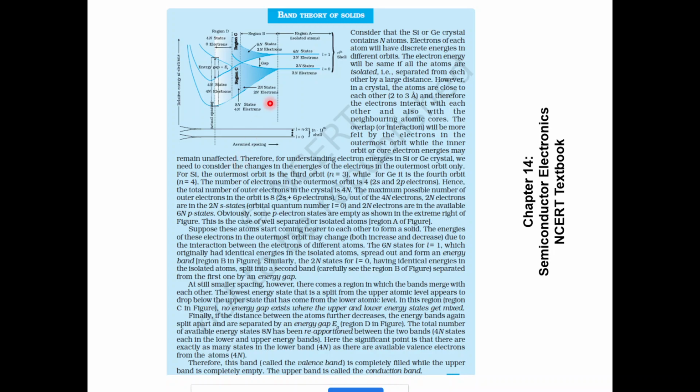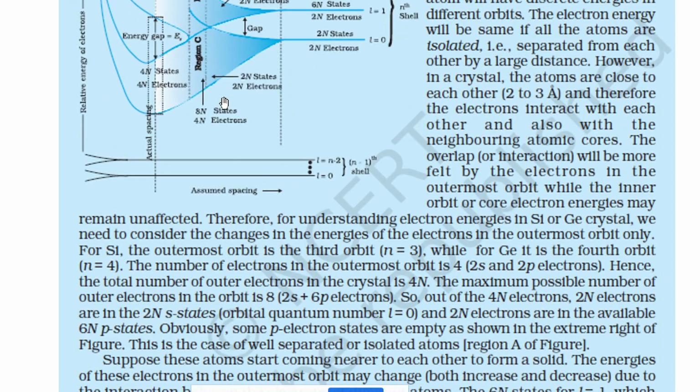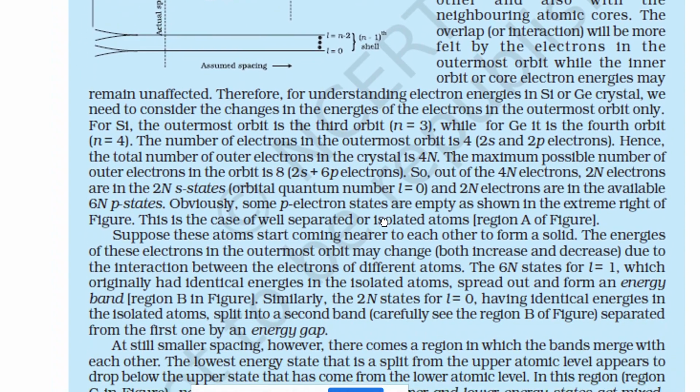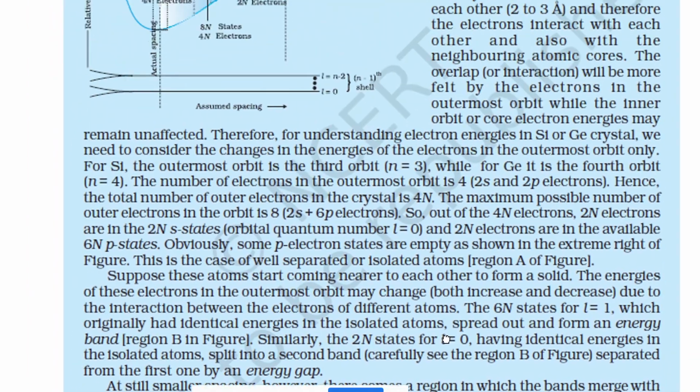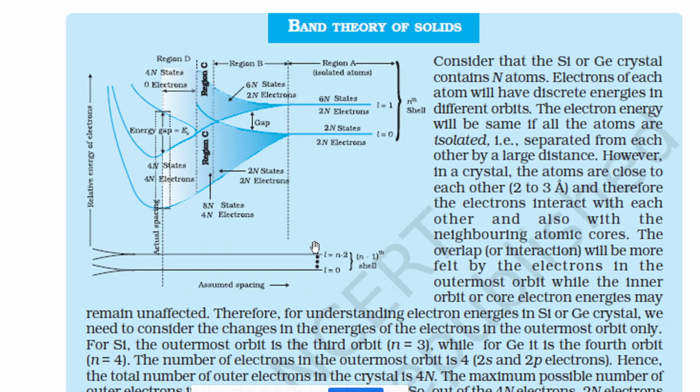Now the point is how do we understand the energy, what is the energy gap, what is a band gap, and how do we call it a conduction band and a valence band. Suppose there are n atoms which start coming nearer to each other to form a solid. The energies of the electrons in the outermost orbit may change due to the interaction between electrons of different atoms. Still, you can see that there are electrons, there are shells, and they are at different energy levels.